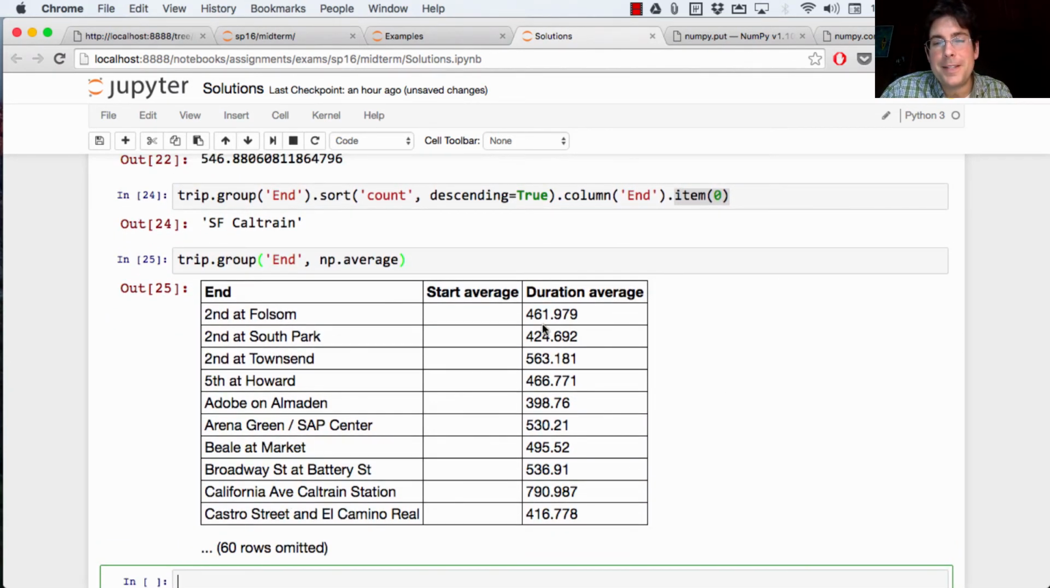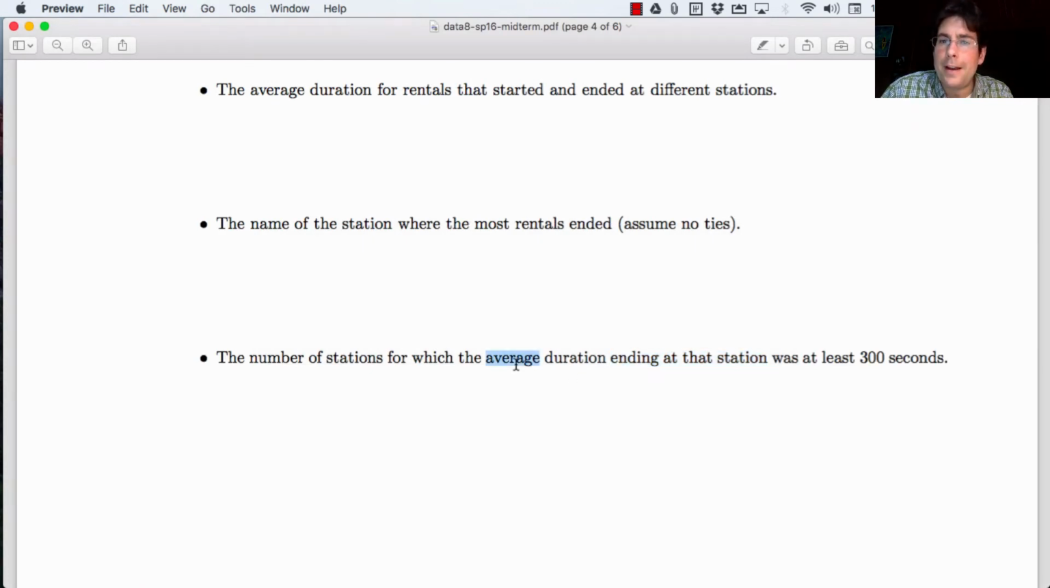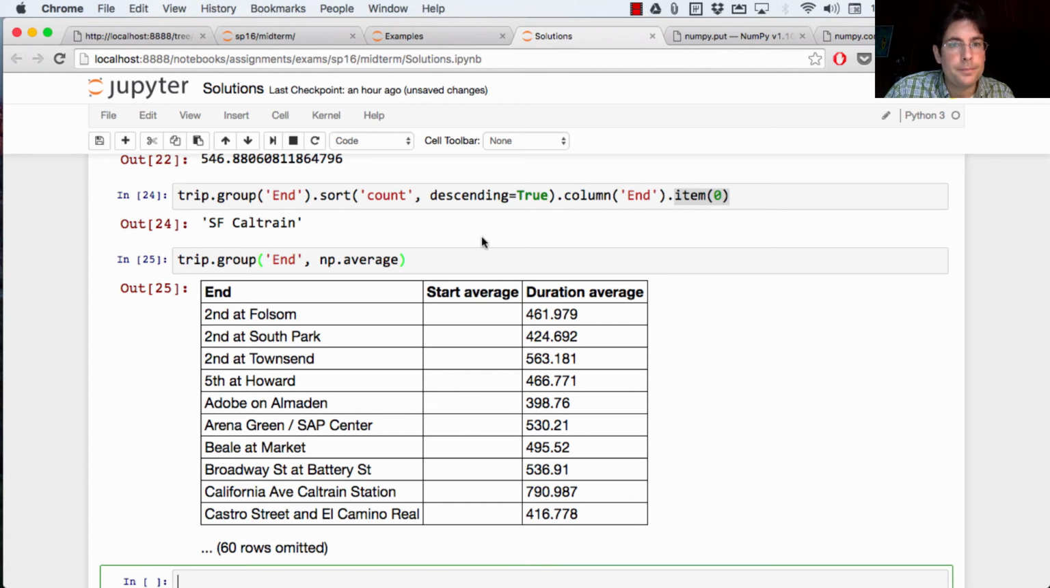Now there's no sense in which you can average a bunch of starred stations. That doesn't really make any sense, so that's why these are blank. But you certainly can average the durations because those are just numbers. And so here we see the average duration for each station. Now some of these averages are 400 and some of them are much larger, like 800. The question asked, when are the average durations at least 300 seconds?